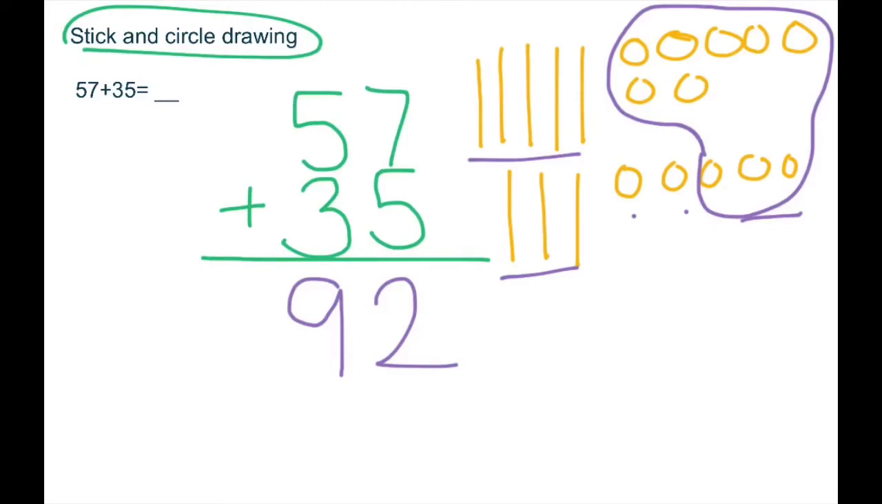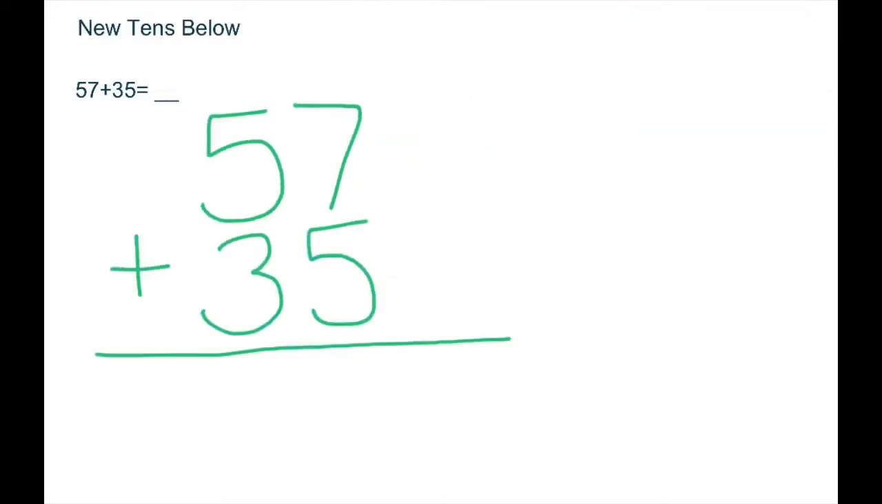Many of you have been using this strategy to help you solve these problems, and this strategy works. It's a very good strategy. But today I'm going to show you another way to do this work called New Tens Below. Boys and girls, you're still going to add your tens and your ones, 57 plus 35. But to start, you're going to start with adding your ones.